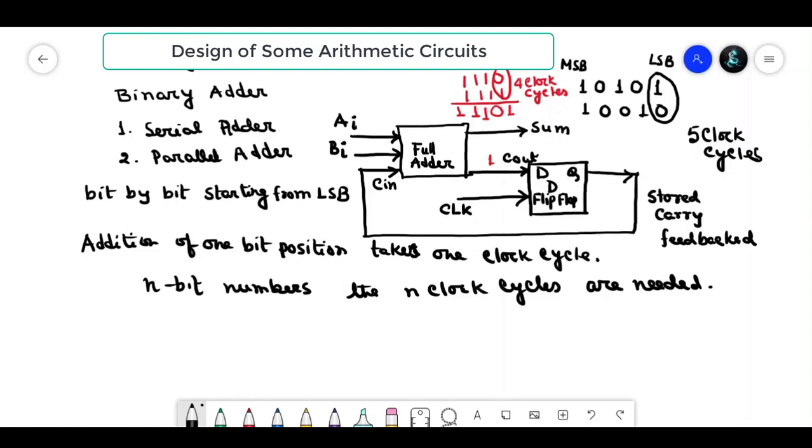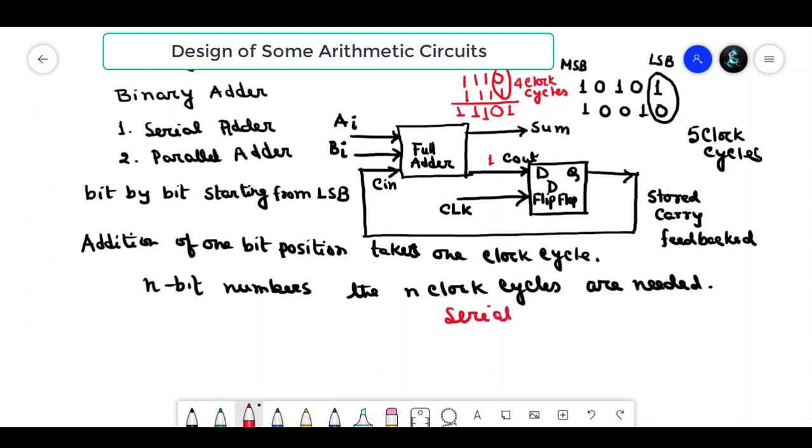But the disadvantage is that the circuit is very slow, since it takes n clock cycles for addition of two n-bit numbers. So if I want to add 10 bits, I need 10 clock cycles. If I want to add 50 bits, then I need 50 clock cycles. So the number of clock cycles depends on the number of bits. So we can say that the serial adder circuit is very slow. So this is the circuit of the serial adder.